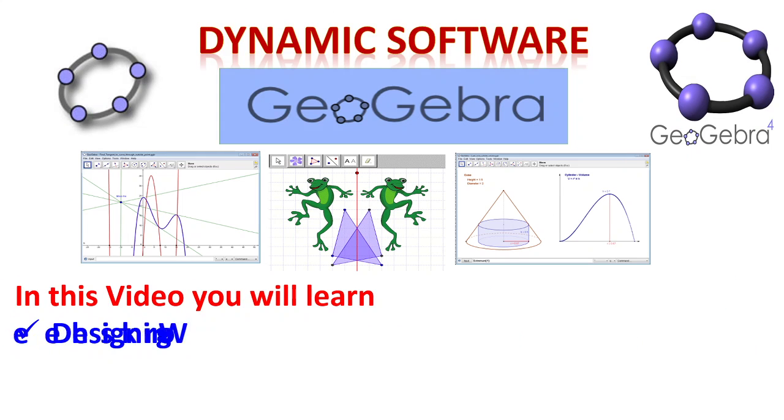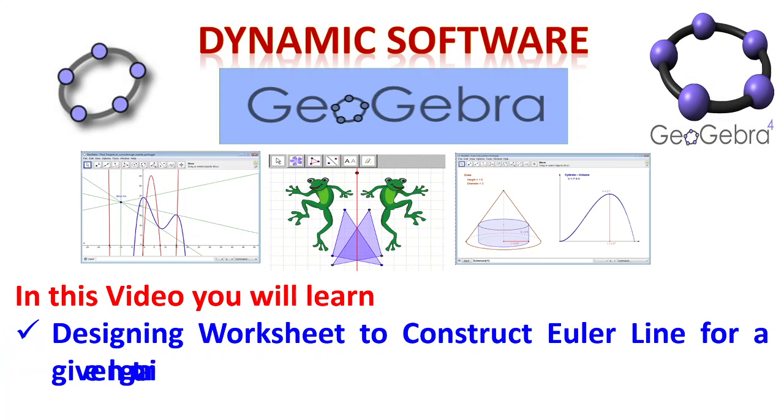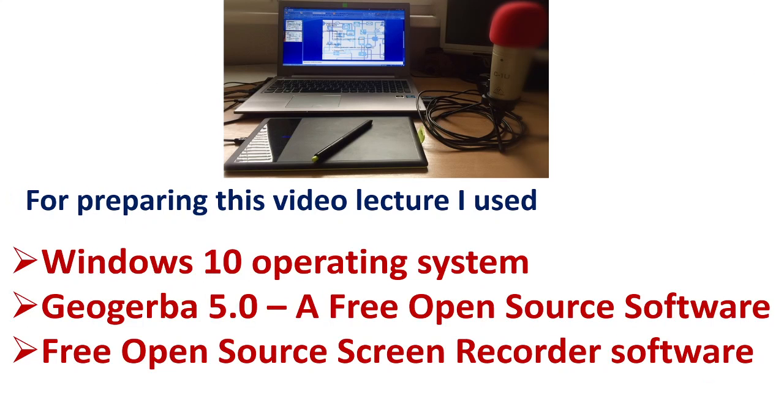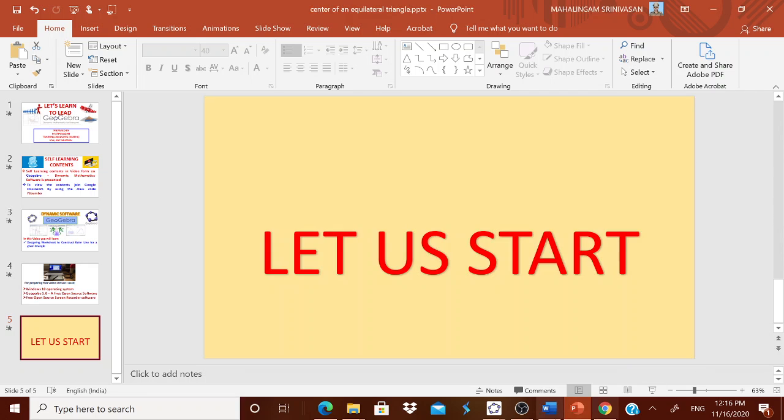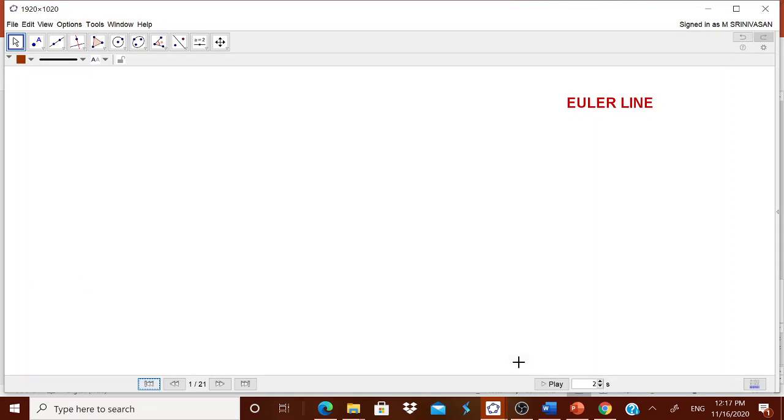In this video, you will learn designing a worksheet to construct a Euler line for a given triangle. For preparing this video lecture, I used Windows 10 operating system, licensed version, GeoGebra 5.0, a free open source software, and free open source screen recording software. Let us start. Let me show you what type of worksheet we are going to prepare.